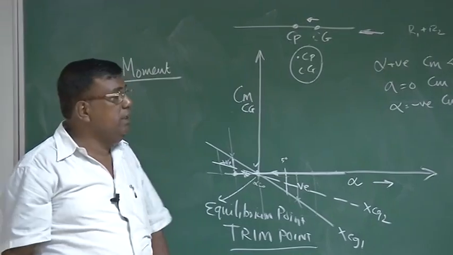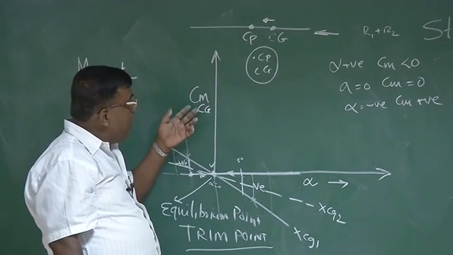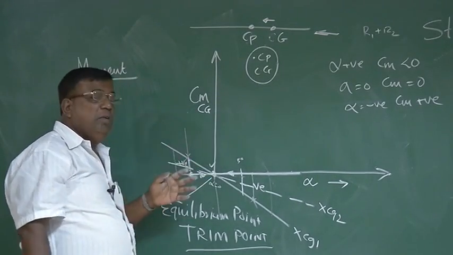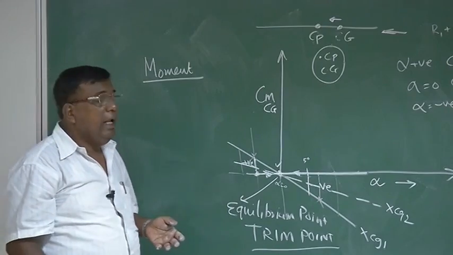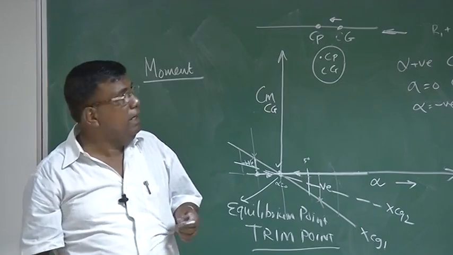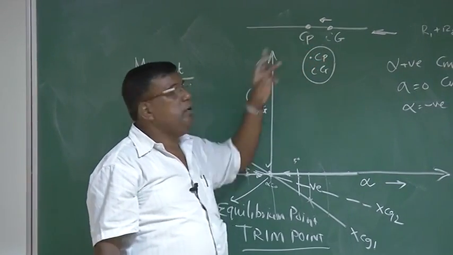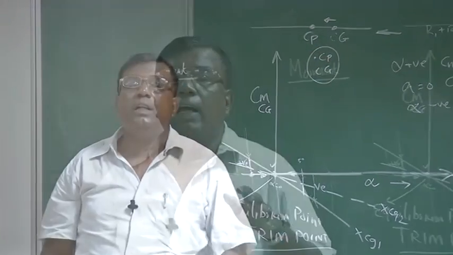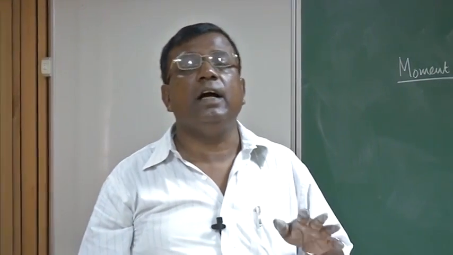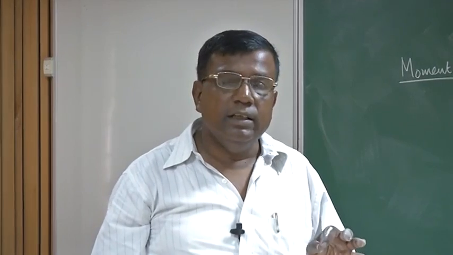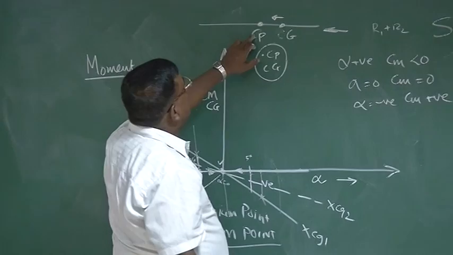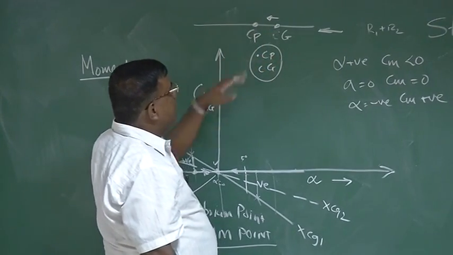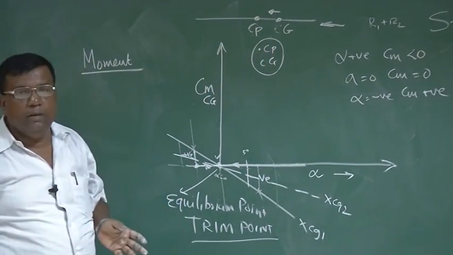So what is the message here? The message is, whenever I am talking about Cm versus alpha, I should be very clear about what point it is. It is basically about the center of gravity. And as I move the center of gravity closer to the center of pressure, it will reduce static stability. And there is a point, which for this plate is the center of pressure. If I bring the CG to the center of pressure, this plate will become neutrally stable.